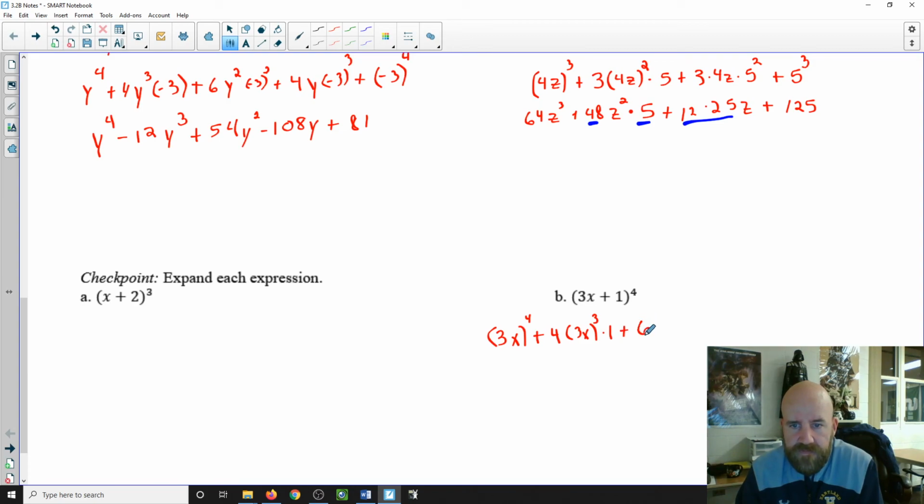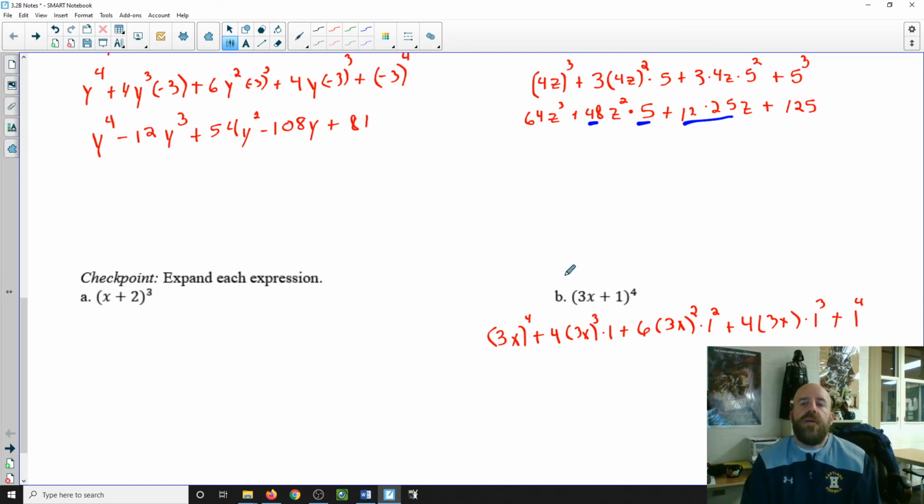So plus 6 times 3x squared times 1 squared, which again is not going to do anything, plus 4 times 3x times 1 cubed, and then plus 1 to the 4th. So if we clean that up and simplify it, we'll have our answers. So let me know if you have any questions on that. Again, this is an optional process. You can write these out, expand it, and then do it manually, multiply it out. If you have any questions, let me know.